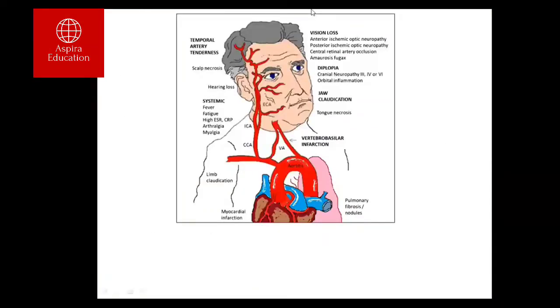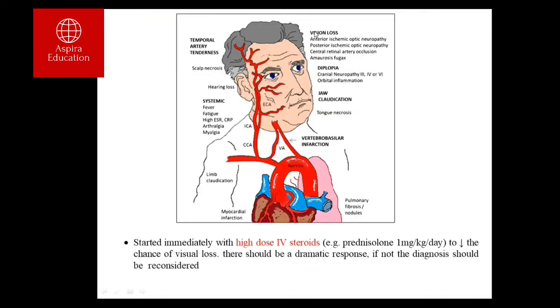You have systemic disease where the patient has systemic symptoms. In addition, visual loss is the predominant complication which you are worried about. So if you're suspecting temporal arteritis, you should start them immediately on high dose IV steroid, usually prednisolone at a dose of 1 mg per kg per day, which will decrease the chance of visual loss. And generally, there will be a dramatic response to the treatment.